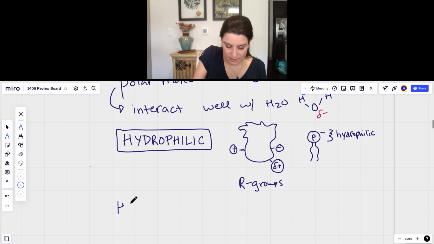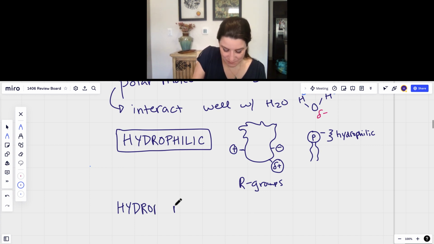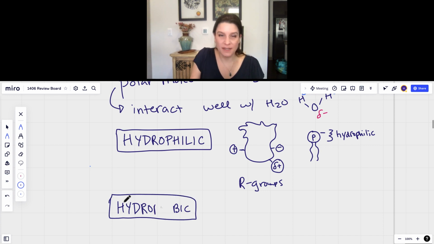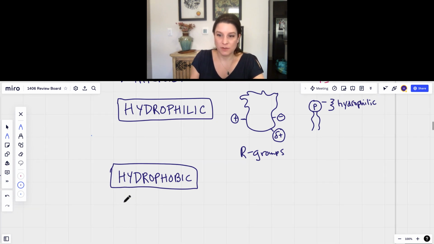The opposite of that is hydrophobic. Hydrophobic, meaning it does not mix well with water. Now note that this does not repel water. That is a mistake. Not repelling. In fact, it interacts with water. It just doesn't interact well. Water is more stable interacting with other water or other polar. It's not very stable interacting with the hydrophobic. So it gets excluded.